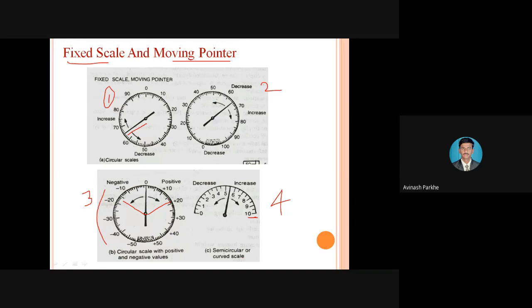In some machineries and some equipments also, such types of displays are provided. So whatever the four figures in front of you, that is figure number 1, figure number 2, figure number 3, and figure number 4, in all of them the scale is totally fixed, only the pointer is movable, and that pointer moves as per the requirement of the machine. So these are the different types of displays which are provided in the industry as per the requirement, which are called a fixed scale and a moving pointer.